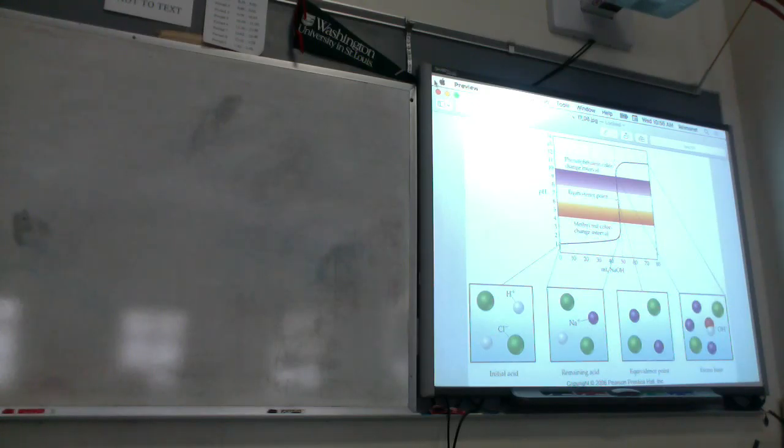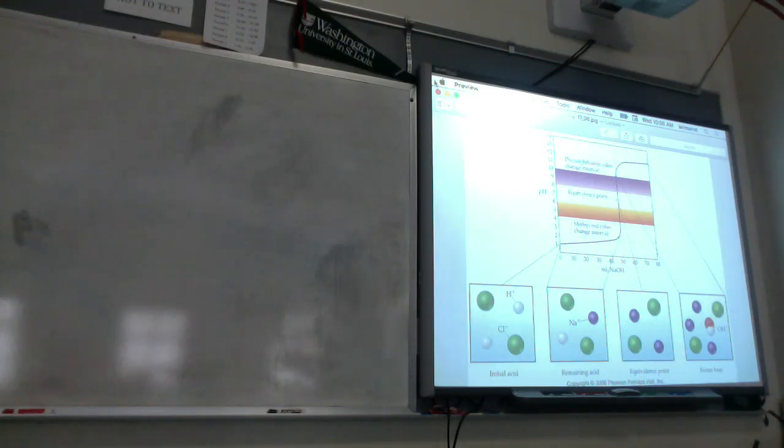Anyway, an indicator, you guys remember, is going to change color depending on whether it's in an acidic or basic solution. So it just tells us when we have reached the second term, end point. The end point is what happens when the indicator changes color. That means we're done, we're at the end of our titration.